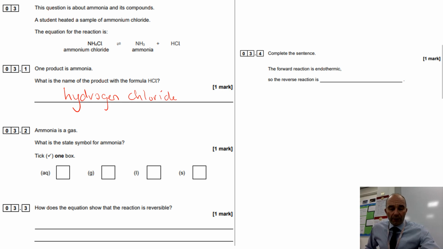Now I think this might be the easiest mark you're likely to get in this exam paper. It tells us that ammonia is a gas. What is the state symbol for ammonia? Well, G for gas. That's our option.